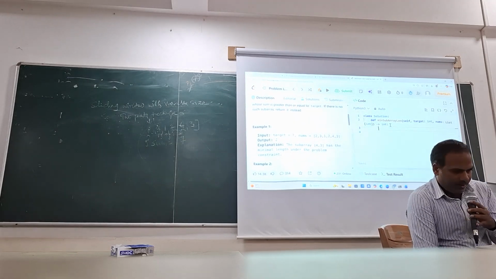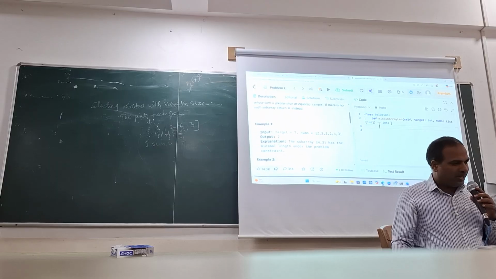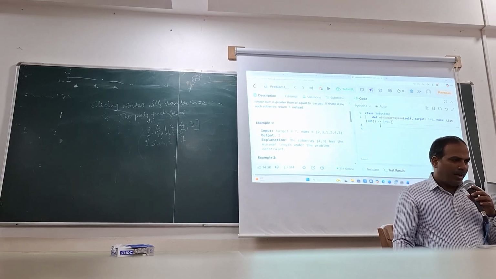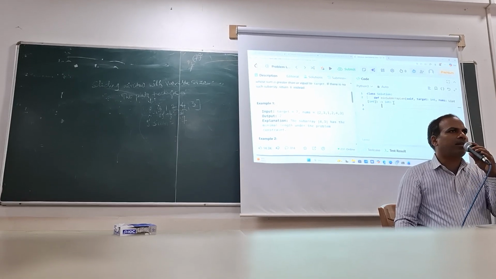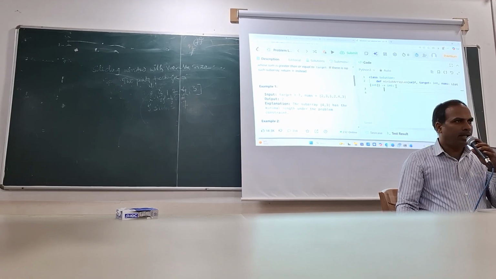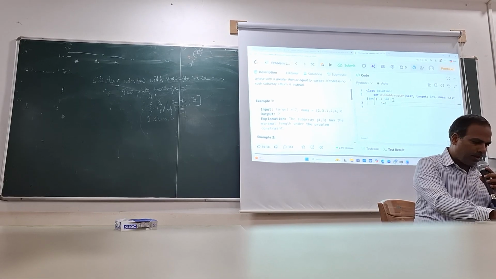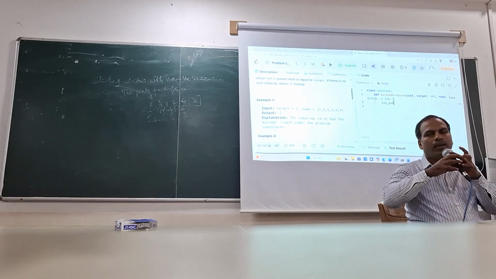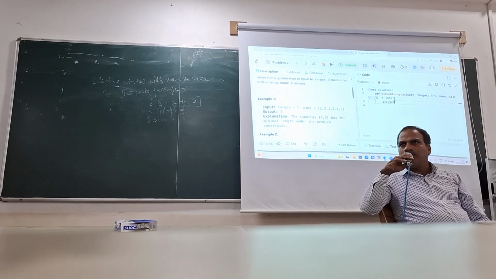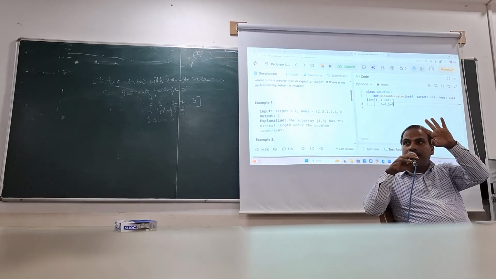Everyone see. So first what will we take? First we initialize our pointers i and j to 0. Correct? i equals 0, j equals 0. I hope you understand.